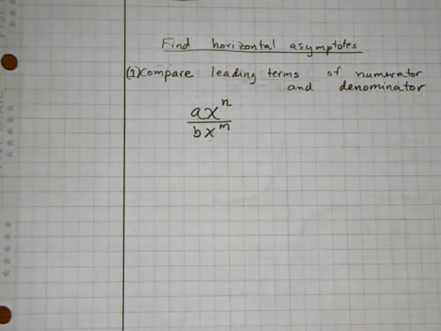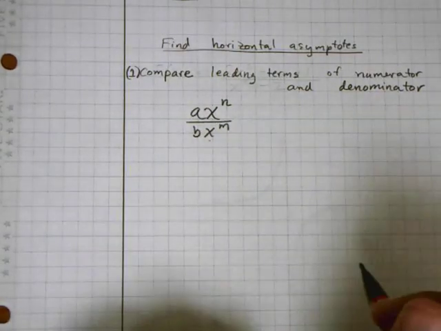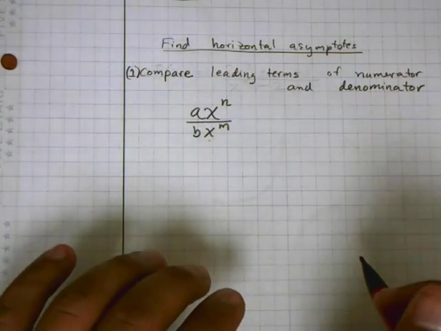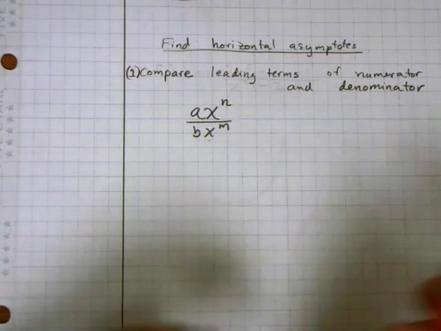And the reason I do that is that the leading term in the long run is going to dominate the function. As x goes towards infinity, or x goes towards negative infinity, the leading term is going to dominate the function. It's going to have more of an influence on the shape of the graph than any other part. Okay, so let me give you the rules here, and then we'll look at an example.